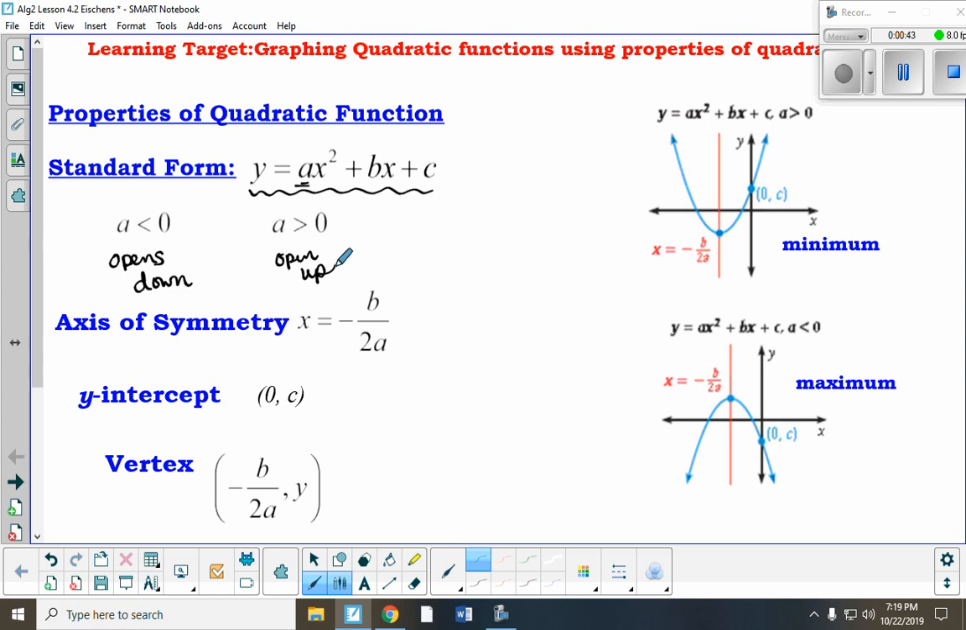The next important thing you need to know is that the axis of symmetry can be found at x equals negative b over 2a. The y-intercept will be found at 0, c, and the vertex is negative b over 2a, and then when you substitute that into your original equation, whatever your output for y is, that's where your vertex is located. Quadratic functions, remember, also have a minimum value if they open up, and if they open down, they have a maximum value.